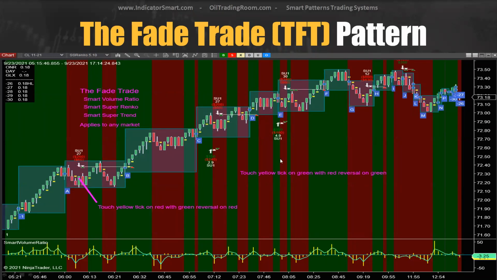This one didn't quite interact with the yellow tick. I got one right here, and that one got me into some trouble. I got one right here, and it went. So touch yellow tick on green with red reversal on green, or touch yellow tick with red with green reversal on red. And that is what we call the fade trade. That works well in other markets too.